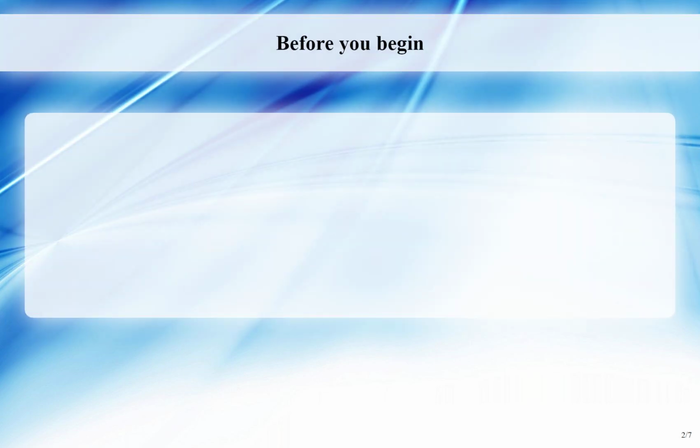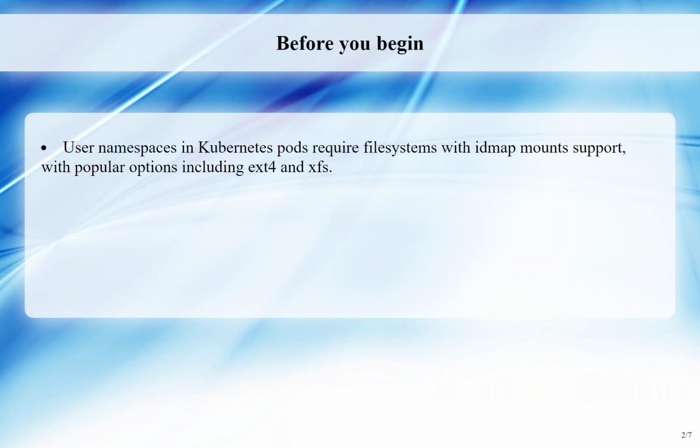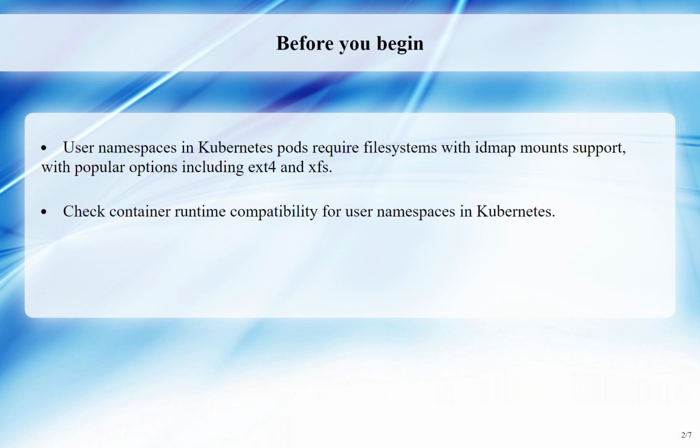Before you begin, the text discusses the requirements for using user namespaces in Kubernetes pods. It explains that file systems used in pod volumes must support ID map mounts, with popular file systems that support ID map mounts listed. Additionally, the container runtime and its underlying OCI runtime must support user namespaces, with specific versions of CRI-O and containerd mentioned as compatible with Kubernetes versions 1.25 to 1.31.